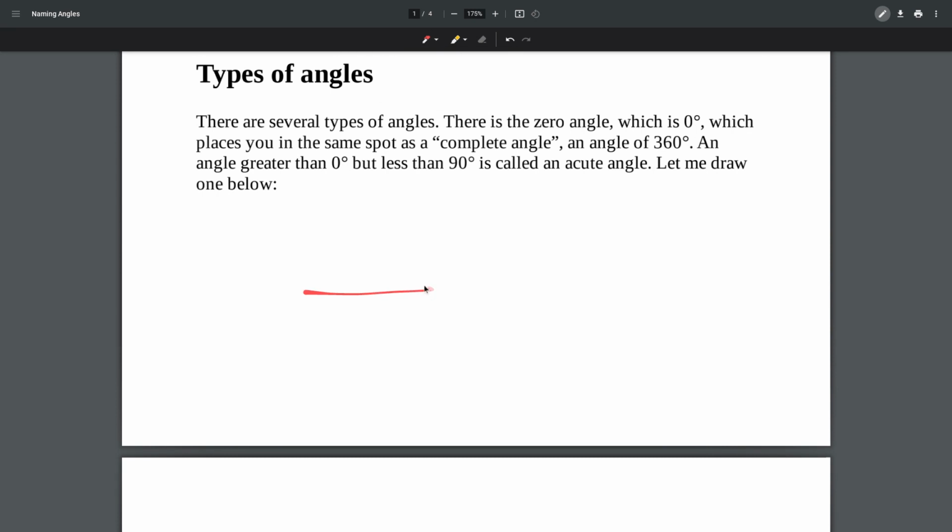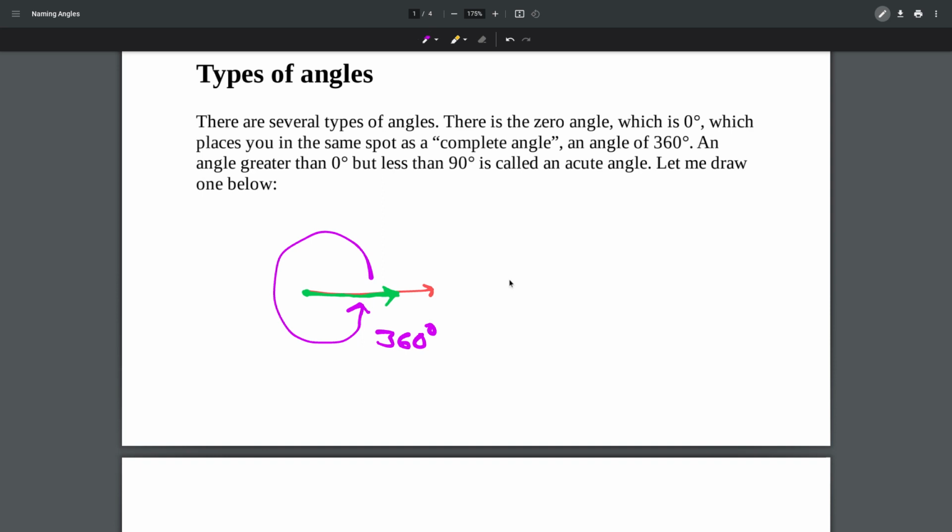So let's say we had one ray here. And if we have a 0 degree angle, we basically have another ray right on top of it. So let's say we have another ray here. They're right on top of each other. There's no space in between them. So that's a 0 angle. We also have a complete angle, which is a 360 degree angle, which actually looks the same because if you go around full circle 360 degrees, you're going to get back to 0 degrees. So they're in the same position, okay?